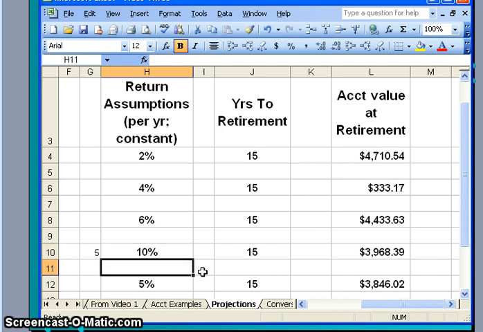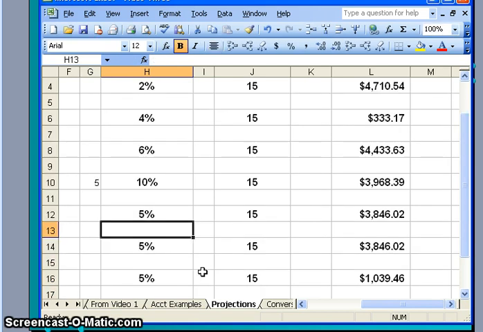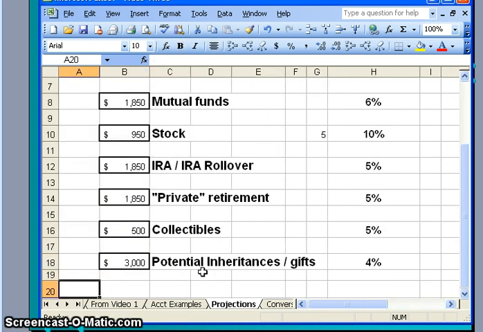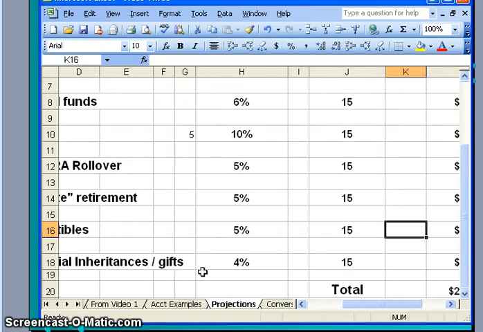If we can get a 10% growth rate, it'll grow to almost $4,000. So what we're trying to do here is develop future values, and that's the technical term in finance. We have present values today. These are the amounts we have today. This is what we think our growth rate will be. This is the term we're going to have.